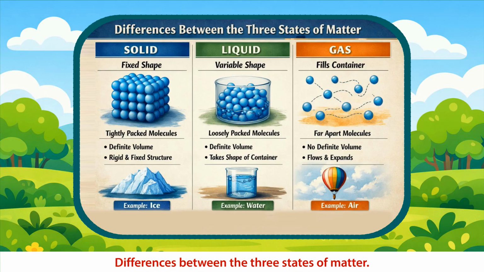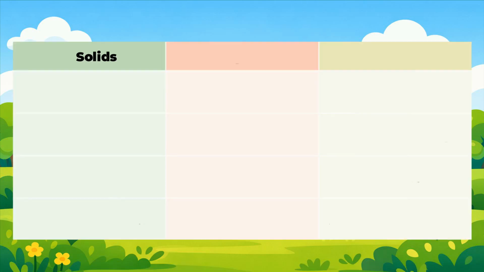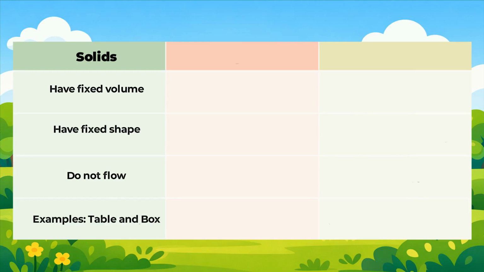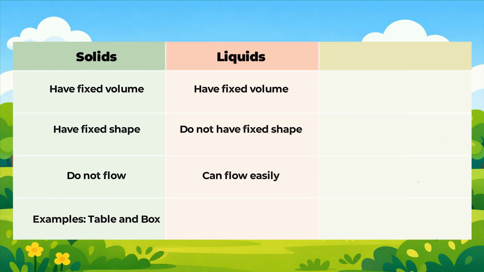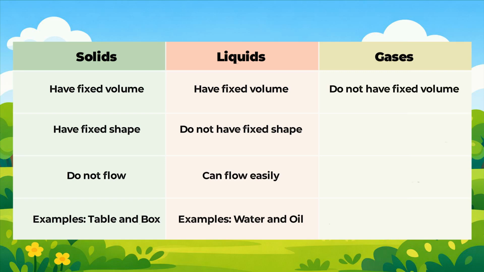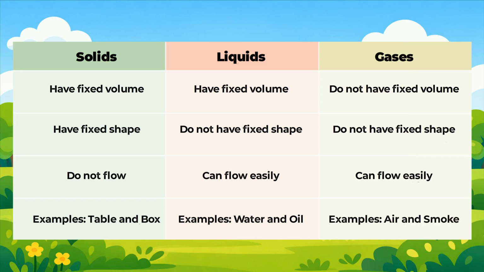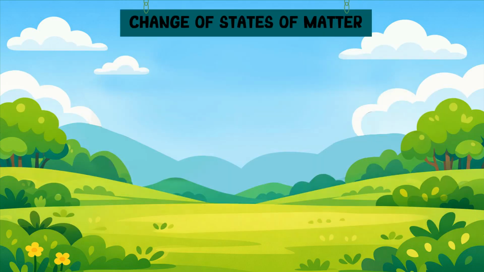Differences between the three states of matter. Solids have fixed volume, have fixed shape, do not flow. Examples: table and box. Liquids have fixed volume, do not have fixed shape, can flow easily. Examples: water and oil. Gases do not have fixed volume, do not have fixed shape, can flow easily. Examples: air and smoke.